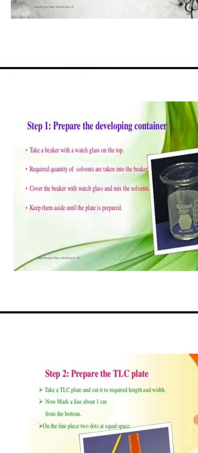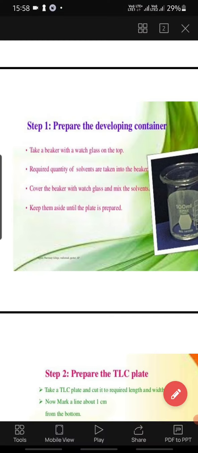In the first step, prepare the developing chamber, developing container. So take a beaker with the watch glass on the top, and the required quantity of the solvent is taken into the beaker. Then cover the beaker with the watch glass and mix the solvent and keep it aside until the plate is prepared.